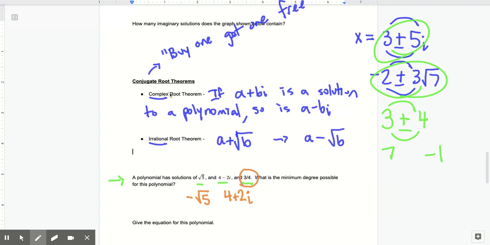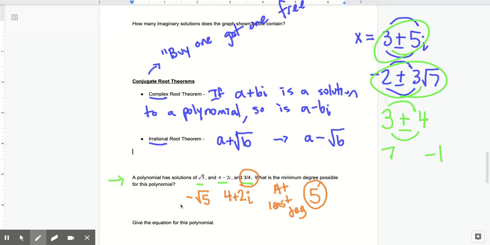On the other hand, we've got this guy over here, 3/4. 3/4 is not imaginary. It is not irrational. So this does not apply to the theorem right here. That's like this situation in green. We just have 3/4 and that's it. So I count up 1, 2, 3, 4, 5 solutions, meaning that this problem must be at least degree 5. It could be higher if any of these answers repeat themselves, but this is the minimum degree possible.